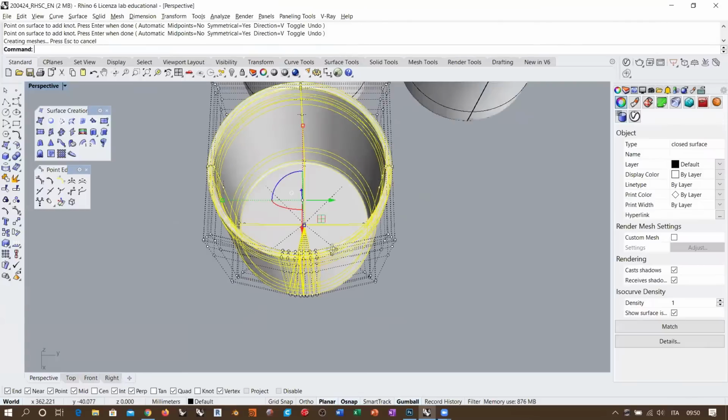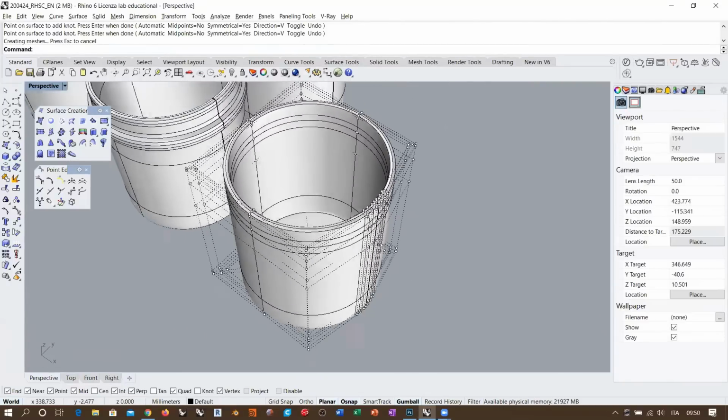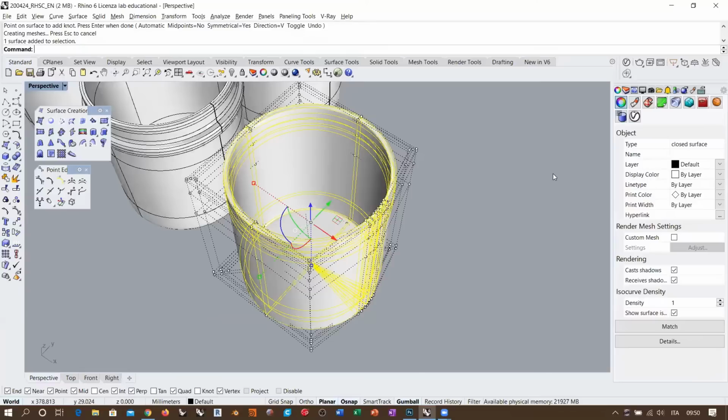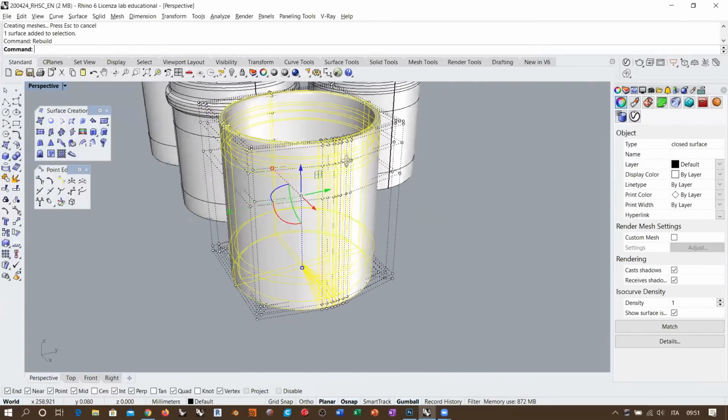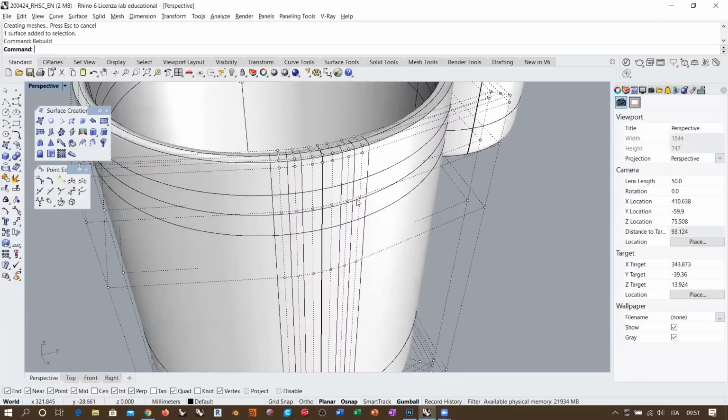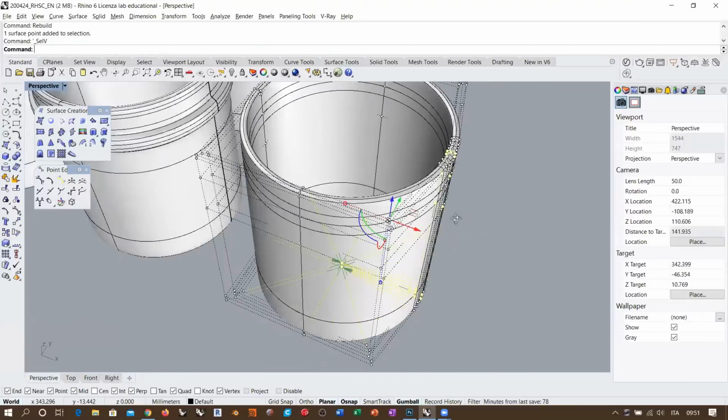Okay. So I'm creating this kind of topological variation, but if I try to rebuild it, this is still a degree 2 surface in the horizontal direction. So whatever thing I do here, I will always be dealing with some kinks. And eventually the only kink that I see here is this set of points. So if I select the V direction, these are kinks.